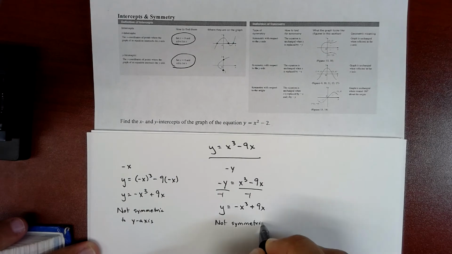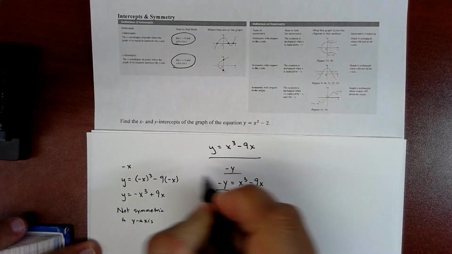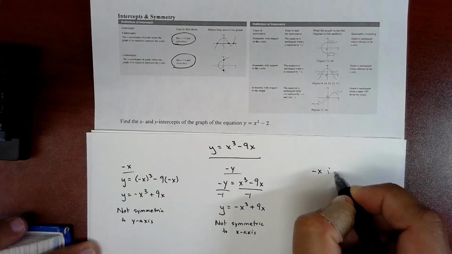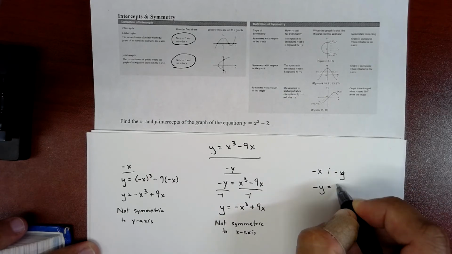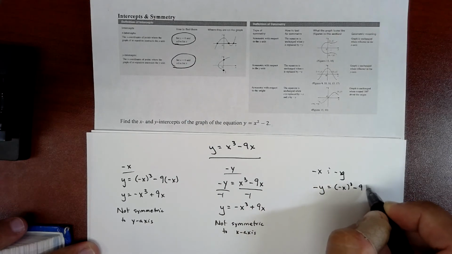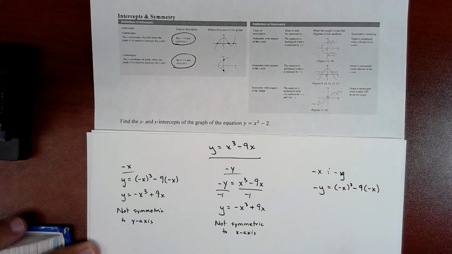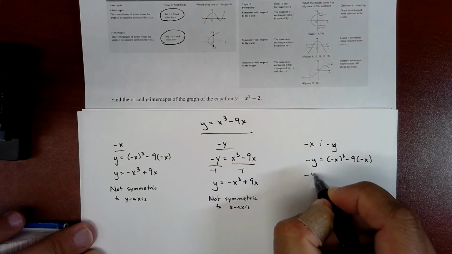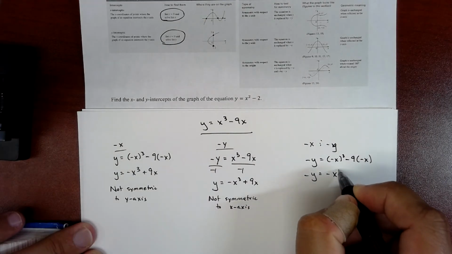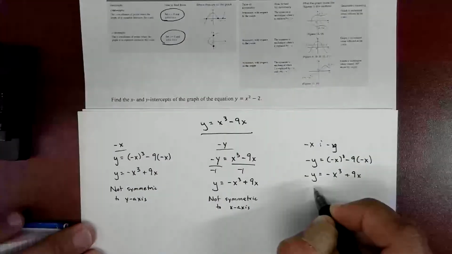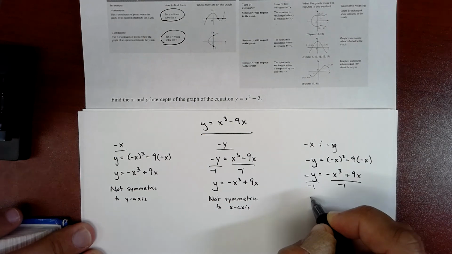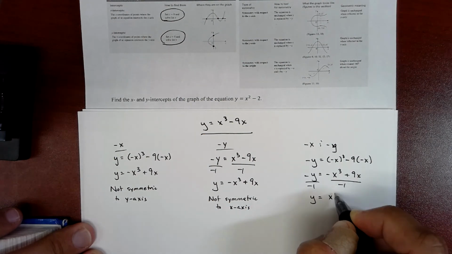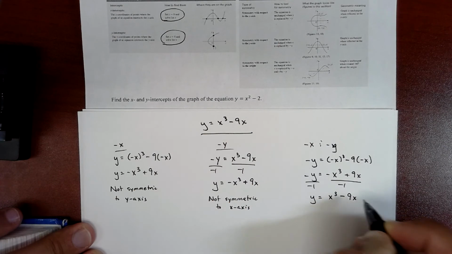to the x-axis. So our last choice is to plug in negative x and negative y. And so I'm going to say negative y equals negative x cubed minus 9 times negative x. And then let's simplify this: negative x cubed plus 9x. I don't like having that negative there, so I divide by negative 1, giving me y equals positive x cubed minus 9x. And lo and behold, that's what we started with.